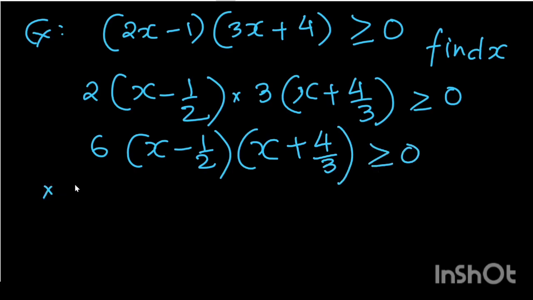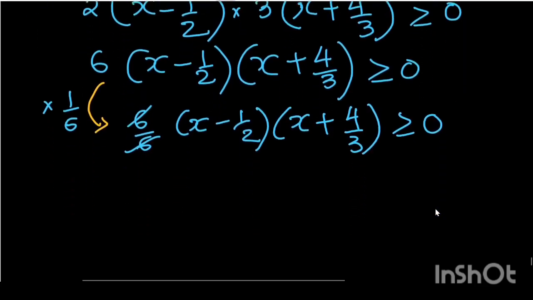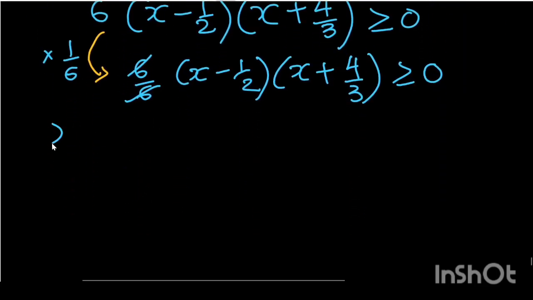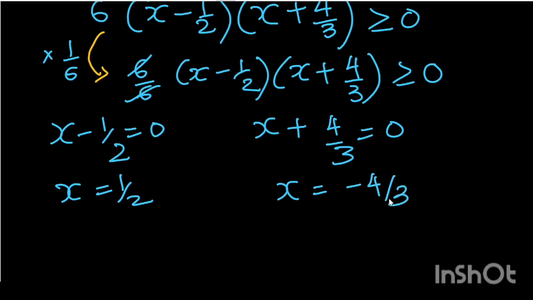Now multiply by 1 by 6 on both sides. What will we get? 6 by 6 cancels out, and now it is again of the same form as the given formula, (x minus alpha)(x minus beta) greater than or equal to 0. In a similar way we can find the points at which each of the linear factors vanishes. So x equals half and x equals minus 4 by 3 are the points at which it vanishes.